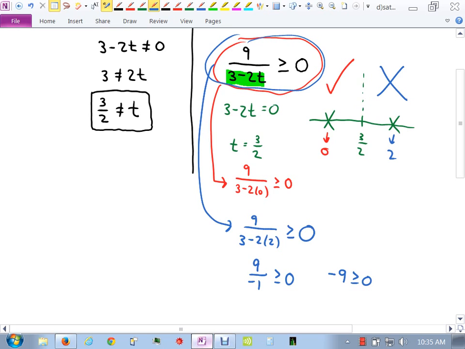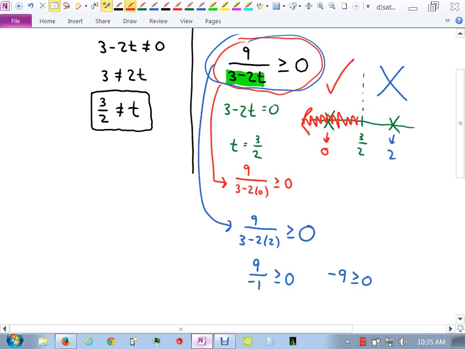So the only thing that does work is what? The stuff to the left of 3/2. So everything over here works. Okay? This is tricky, that's why I'm showing you this problem.